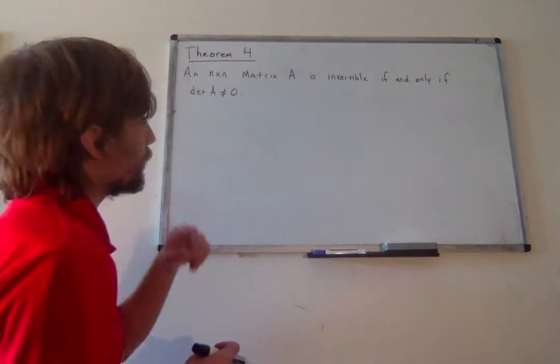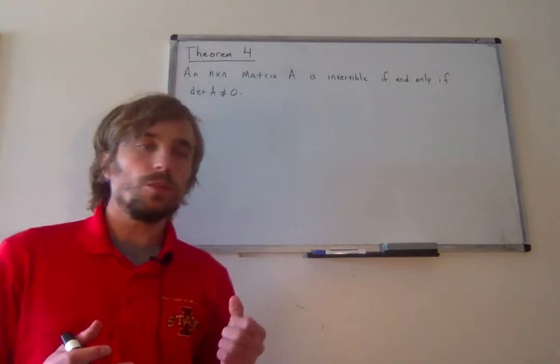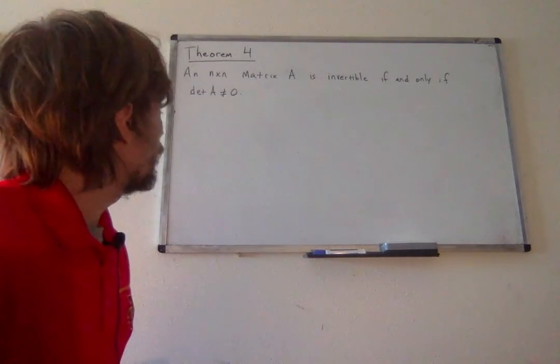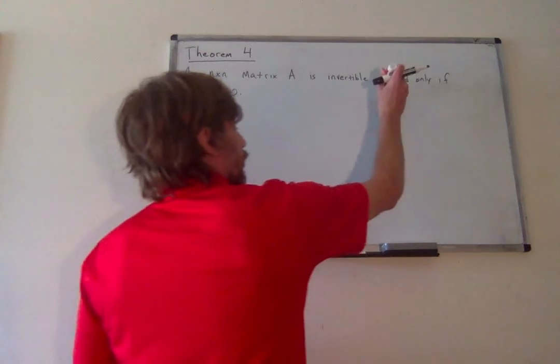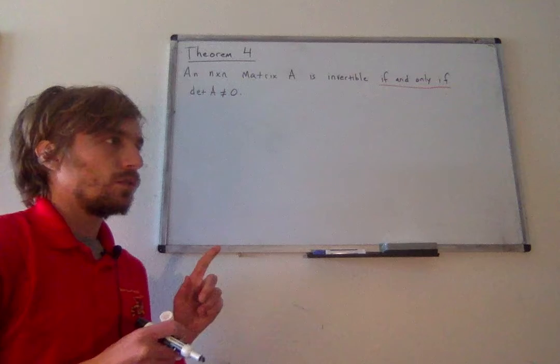So this theorem, which we've been discussing a little bit, says that an n by n matrix is invertible if and only if its determinant is non-zero. So you might be asking, haven't we already shown this? And the answer is sort of.